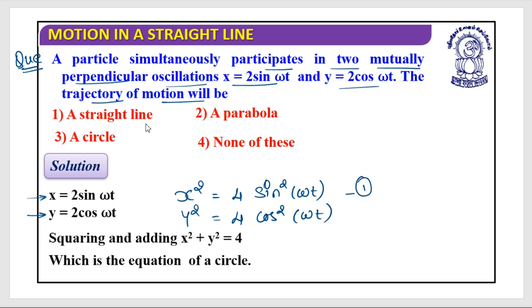Let's say this is relation number 1, this is relation number 2. If I add these, then I have x square plus y square is equal to 4, because sin square omega t plus cos square omega t is 1. So if I relate this with the standard relation of a circle, x square plus y square is equal to r square, where r would be the radius of the circle.